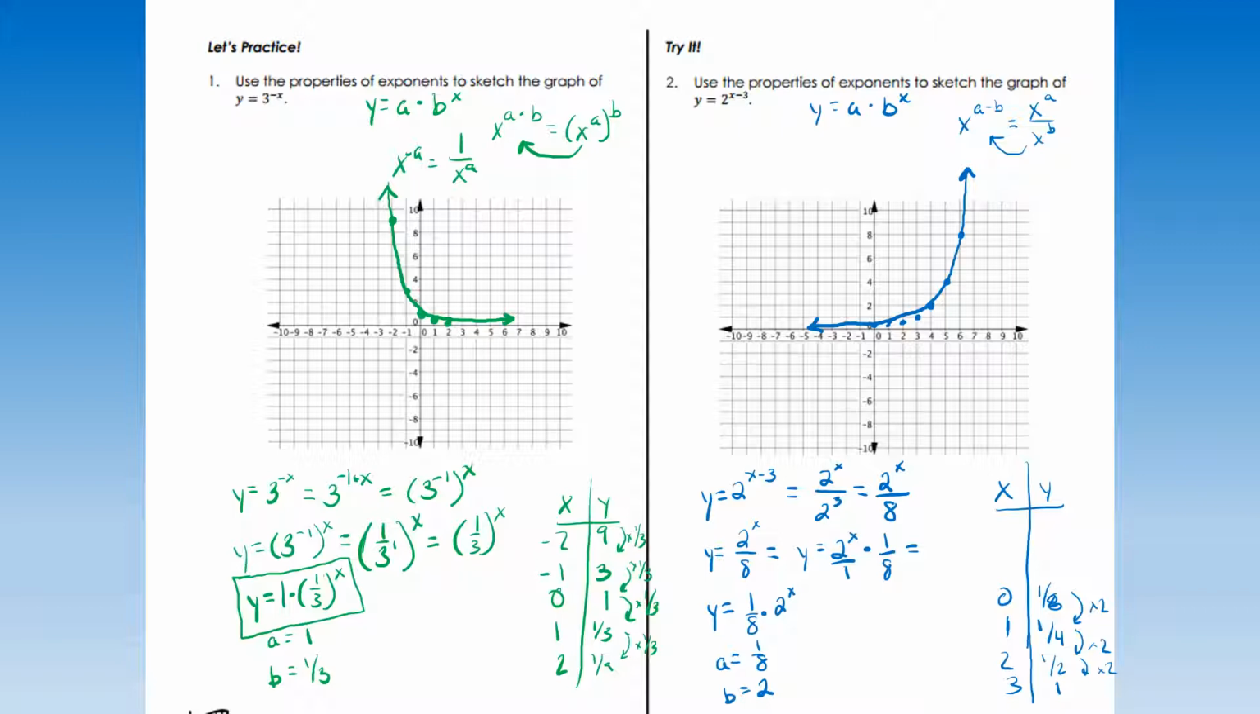We took 2 to the x minus 3, and using what we know about subtracting exponents, we changed it into a fraction, 2 to the x over 2 to the third. Simplified 2 to the third to 8, so it's 2 to the x over 8, then split apart that as two fractions, and that allowed me to see that my y-intercept was 1/8, and my common factor was 2. So I started at 1/8 at the y-intercept, and I doubled it each term on the graph to get the next value on the graph.